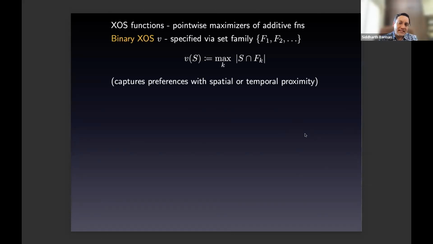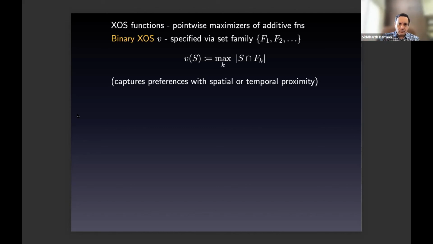It's going to be at most size of S. But yeah, these things also have binary marginals, so on and so forth, and hence the word binary XOS. Useful class, in the paper, we spell out some use cases and point out the fact that they can be used to capture preferences in spatial or temporal settings. So think of these as contiguous slots on a machine. How many of them do you get?